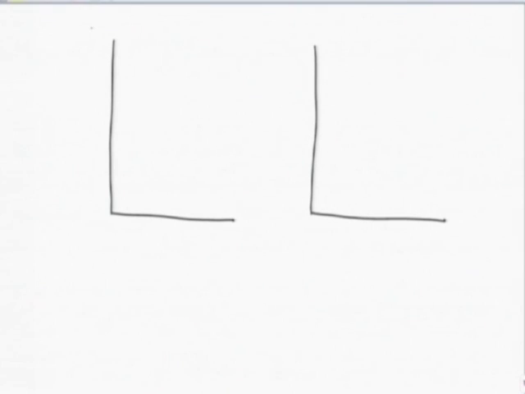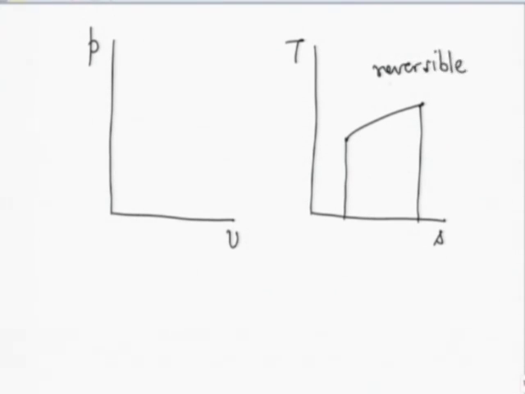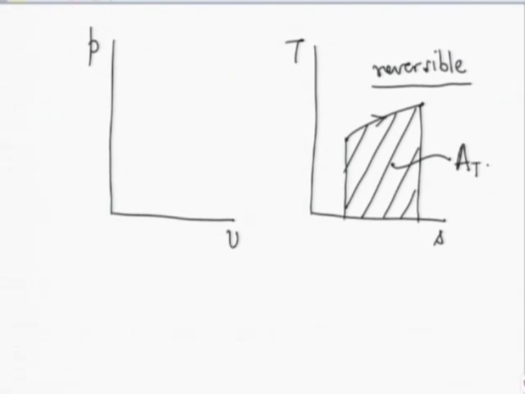Now come back to the PV diagram, and we will notice that if I have a reversible process, say I have a process here which is reversible, much more than quasi-static. So if the process is reversible, then this area on the TS diagram is Q.